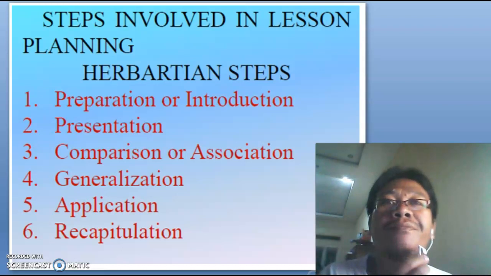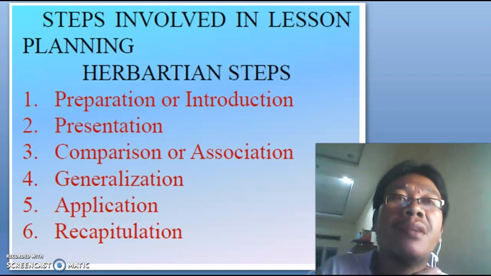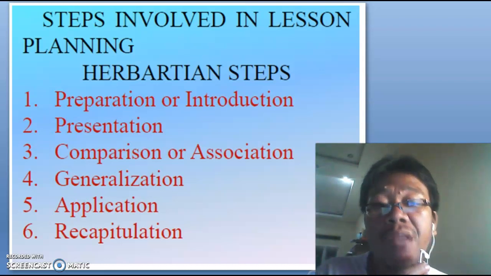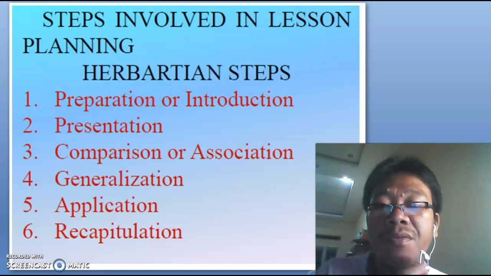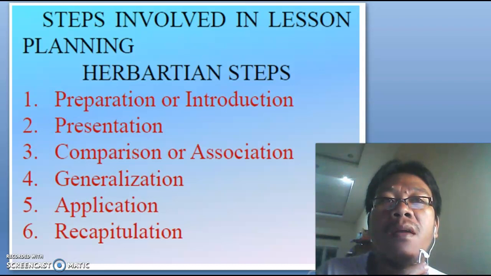And the next step is presentation. Before presentation of the subject matter, the aim of the lesson should be clearly stated. What is the aim? What is the objective of the lesson for today? You need to present it to your students. By having a clear objective, the students will engage upon a common pursuit.